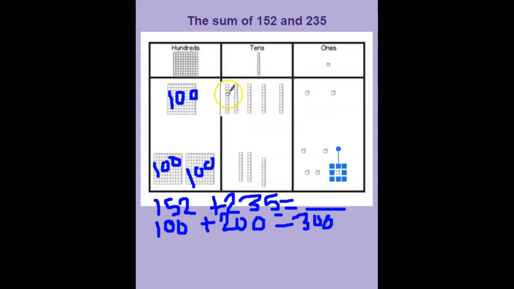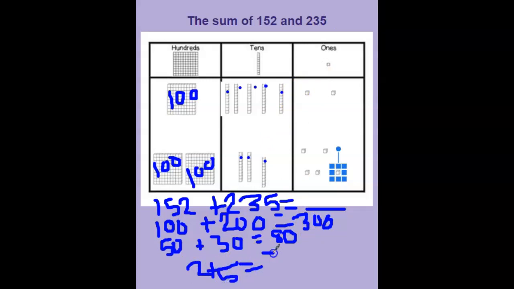Now I'm going to add my tens. 10, 20, 30, 40, 50. 5 tens is worth 50. And 3 tens is worth 10, 20, 30. So 5 tens and 3 tens equals 8 tens, or 80. And then we can just count our ones. 1, 2, and 5 ones equals 7 ones. So now I just need to add my sums of 300, 80, and 7.